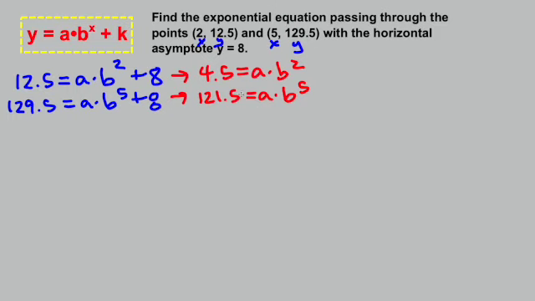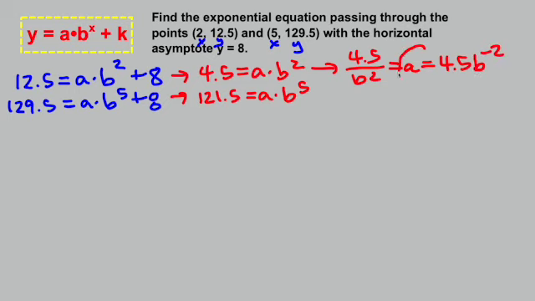Let's go ahead and pick one equation and solve for a. I'm going to take the top one. So if I solve that for a, I'm going to divide both sides by b squared. So 4.5 divided by b squared is going to wind up on the left side of the equation, and that's going to equal a. If you want, you can also write that as 4.5 times b to the negative 2 power.